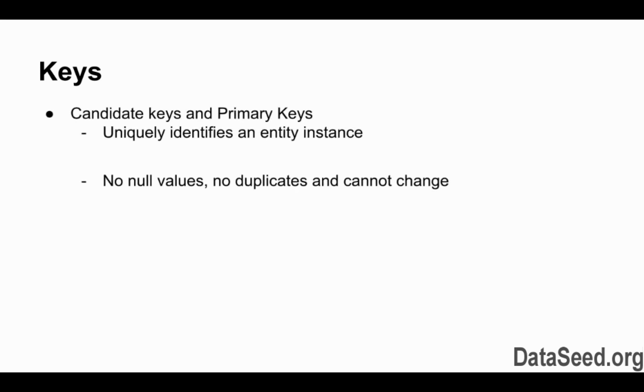So those data elements that allow us to find that specific entity instance are called keys. The first one to know about are the candidate key and primary key. A candidate key is a data element or a combination of data elements that uniquely identifies an entity instance. Elements can be considered to be a candidate key if they have no null values, they don't have duplicate values, and their values never change.